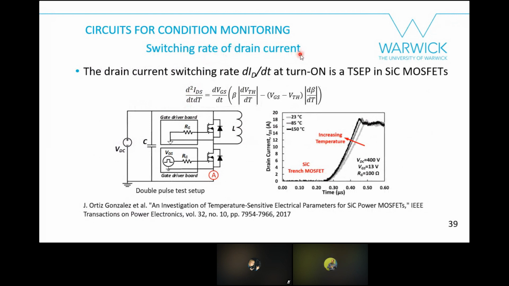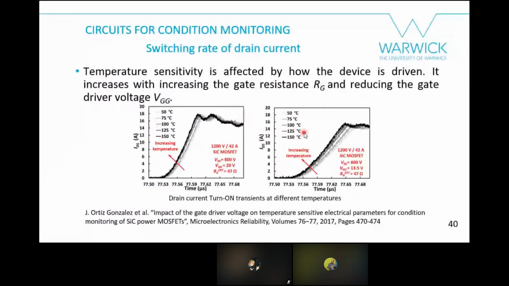Also, another TSCP is the switching rate of the drain current. So the drain current switching rate at turn on is a TSCP in Silicon Carbide MOSFETs. You have an explanation in this paper, and this is just the equation that determines the temperature sensitivity. You can measure this using a double pulse test setup, and you can see how the switching rate increases with temperature. So you have your TSCP. Let's check how you can use this TSCP.